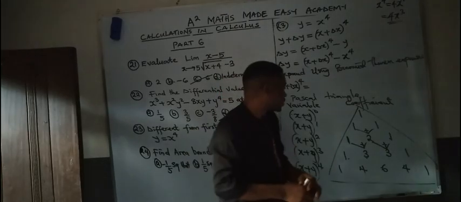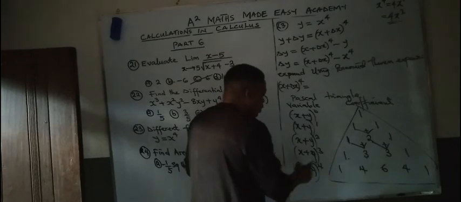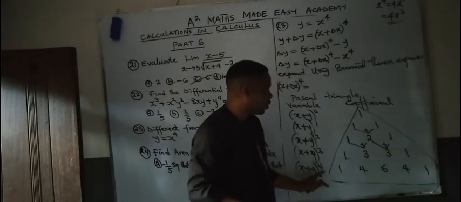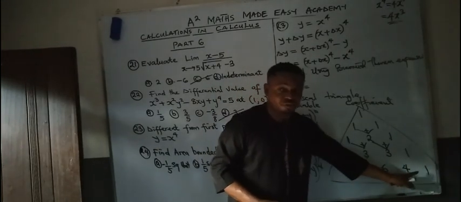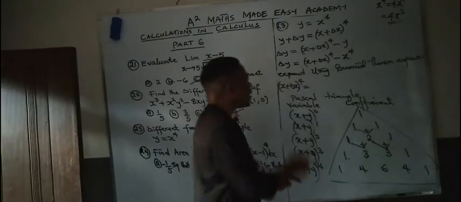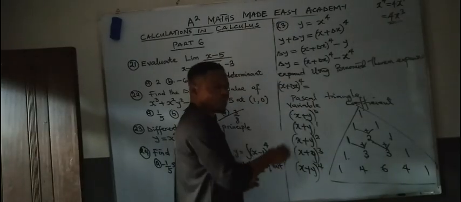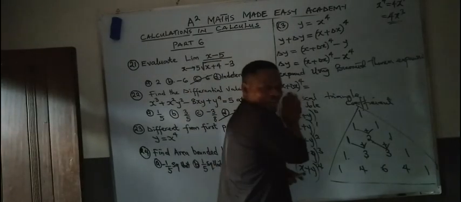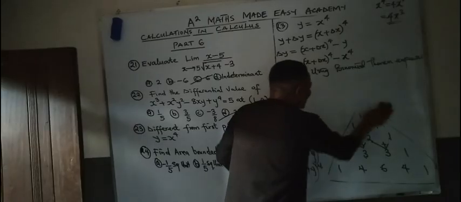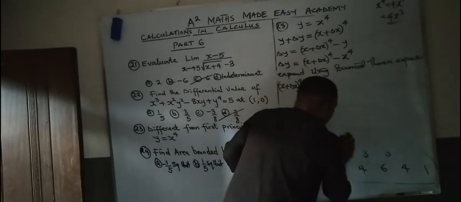I want you to understand something here. Now watch this. Since we know that the coefficients for power 4 are 1, 4, 6, 4, 1, are you with me now? Then let's expand this problem. Can we go now? All right, here we go. Now let us expand it. Now, what does Pascal say?